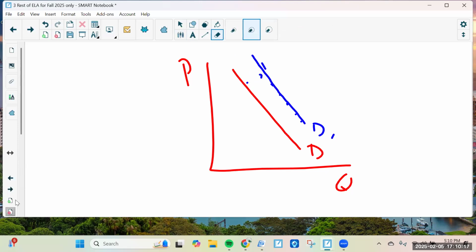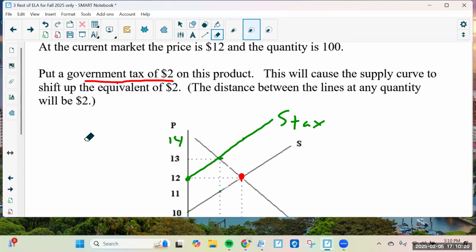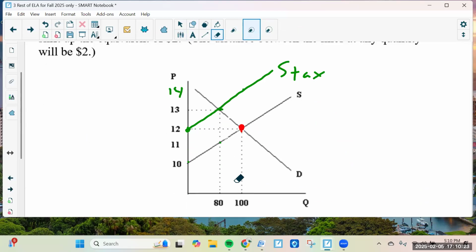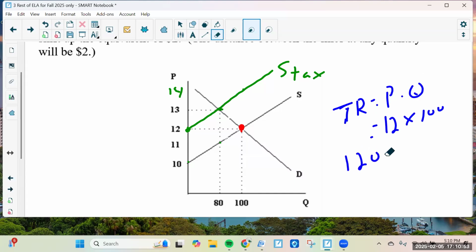So what we've done here is we've got this problem, and we're going to put a tax on it. The equilibrium price before the tax is $12. Equilibrium quantity before the tax is 100 units. So we buy 100 units at $12 a piece. That means the seller is bringing in $12 at 100 units. So their total revenue, which is the price times the quantity, is 12 times 100, which is equal to $1,200. So they're bringing $1,200 total revenue into their cash register.